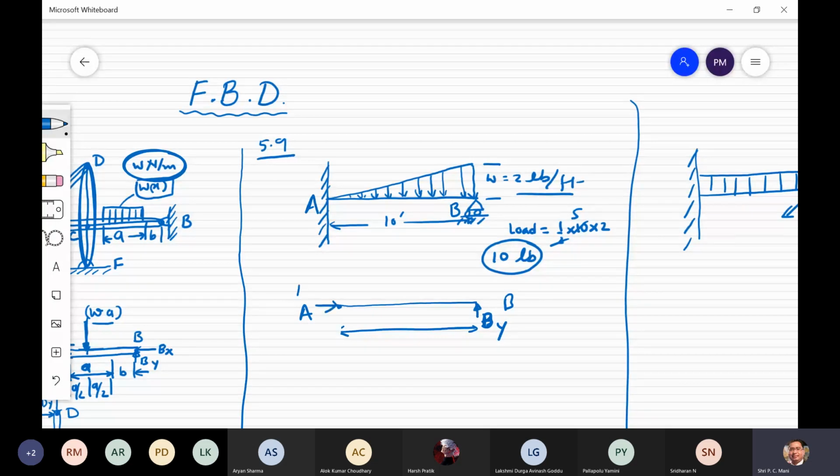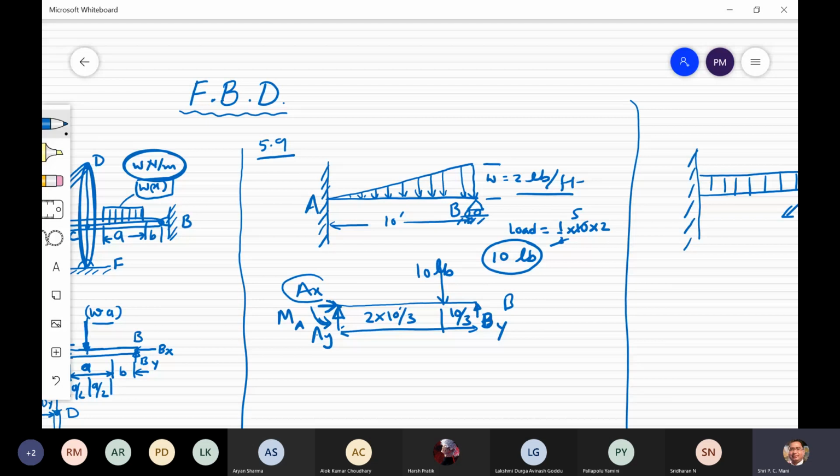And here you will get AX, AY, and moment MA. Okay, as per the concept, I am taking this AX, AY, and moment, and this load will act somewhere here. So this one will be 2 into 10 by 3, and this is 10 by 3, and this is how much? 10 lb.